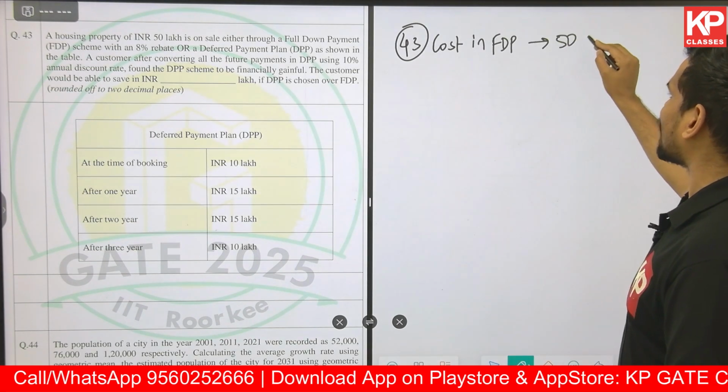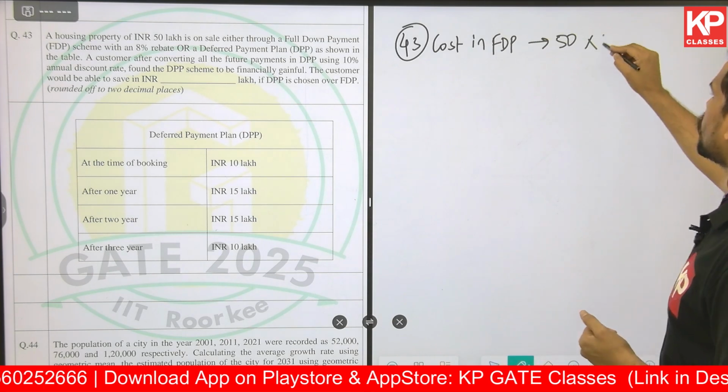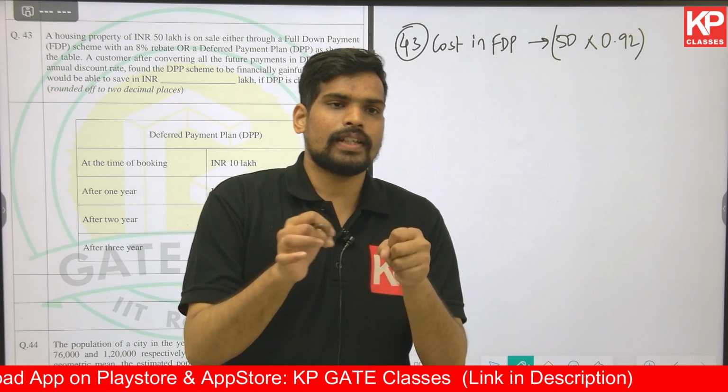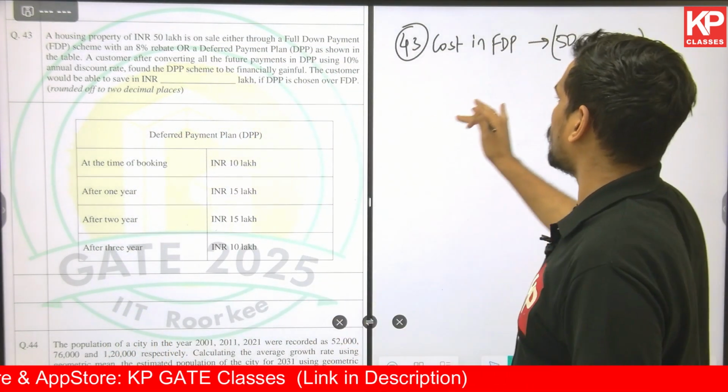It is 50 lakh actually, but 8% is discount. If you remove 8%, you will be left with 92%. I hope you are able to answer. So if the person is giving an 8% discount, it means 92% of the cost only you're going to pay in the full down payment scheme.